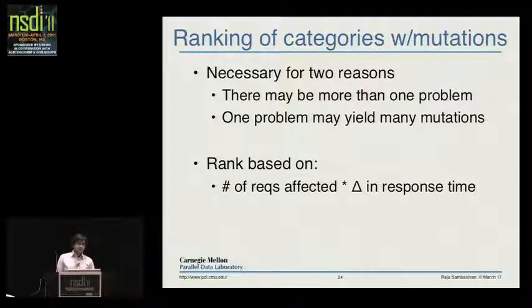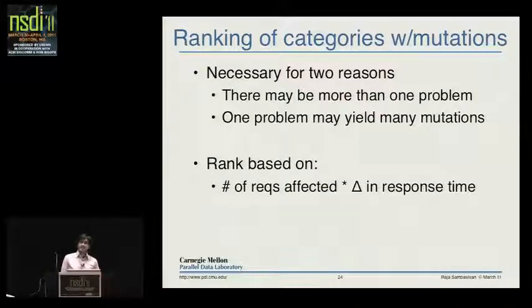Finally, we have to rank categories according to their contribution to the performance change. This is necessary for two reasons. First, there may be more than one problem, and so you want to focus developer effort on the ones that will yield the most benefit. Second, one problem might yield many different mutations.